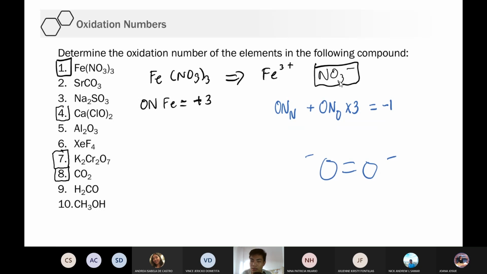Okay, the question here is, is NO3 a peroxide? Let's draw the Lewis structure of NO3. The Lewis structure looks like this. Do you see an oxygen bonded to an oxygen? Did you see any O-O bond? None. That means we have no peroxide. So the oxygen charge here is negative 2, because there is no peroxide here.